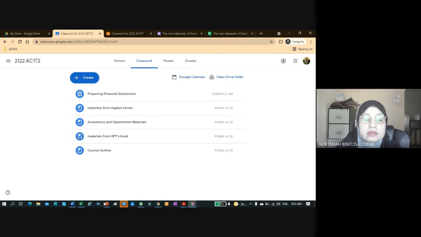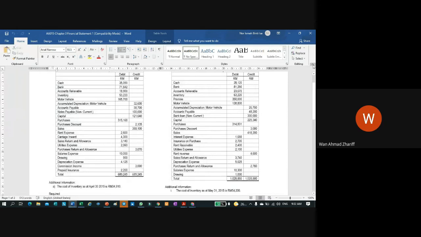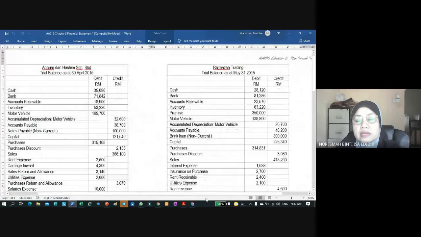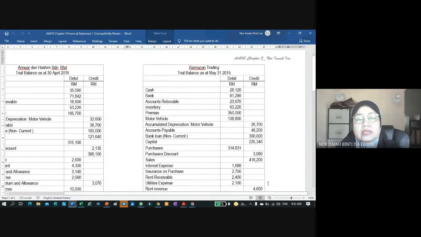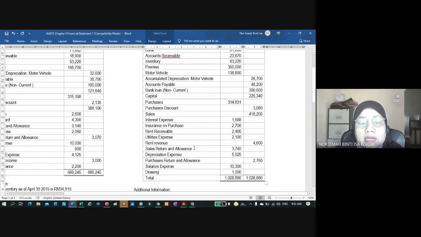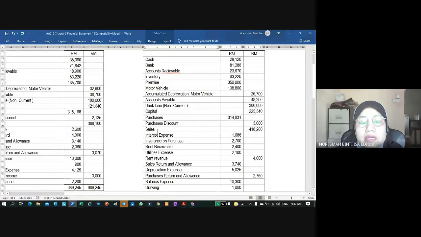Buat dulu. So this is soalan dia. Ramazan, buat Ramazan. Saya besarkan. Dia dah term salah kat sini. Account receivable. Receivable. Dia lagi tak salah. Insurance expenses. Salary expenses. Insurance. Purchase discount. Sales discount dah tak ada dah ya.